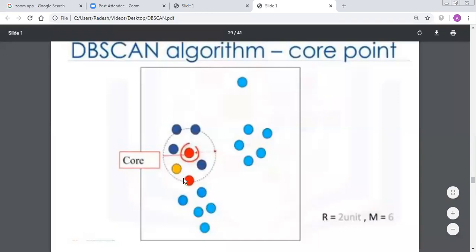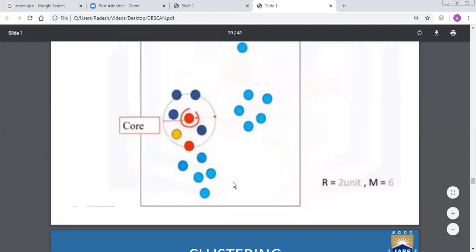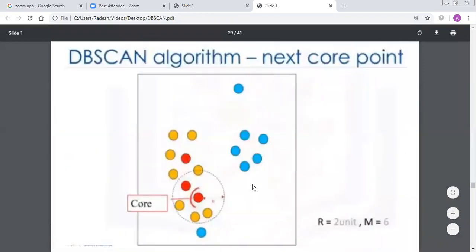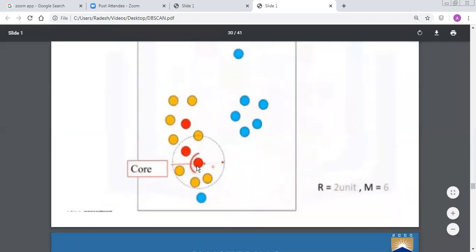This is how we calculate core points and border points. Next, let's see what happens in the figure as I move to some other point. Moving downwards, I could see this is another red point, and I want to check whether it is meeting the criterion or not. 1, 2, 3, 4, 5, 6. As it is meeting the criterion, this point is also becoming a core point once again.